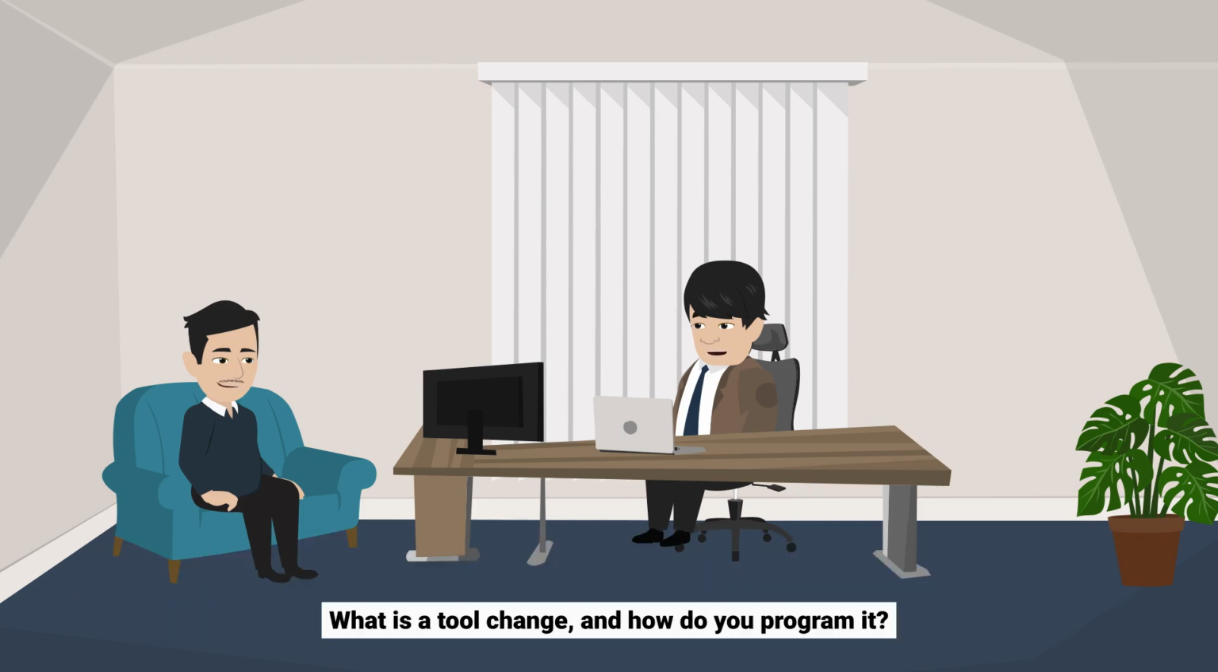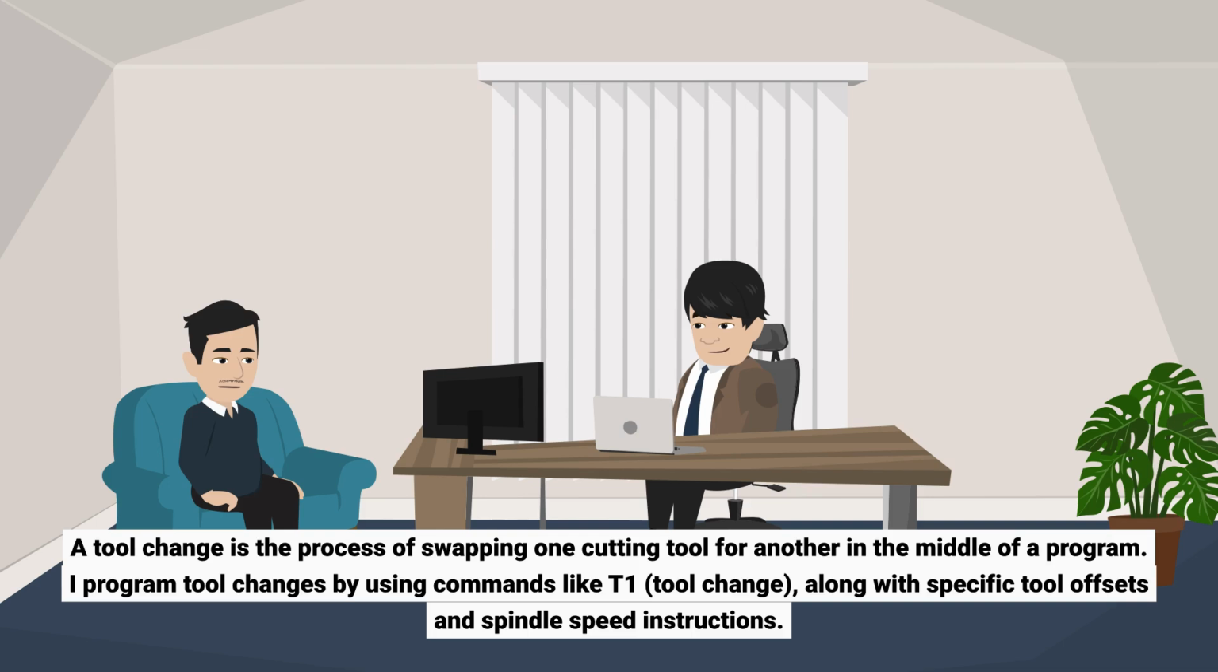What is a tool change and how do you program it? A tool change is the process of swapping one cutting tool for another in the middle of a program. I program tool changes by using commands like T1, tool change, along with specific tool offsets and spindle speed instructions.